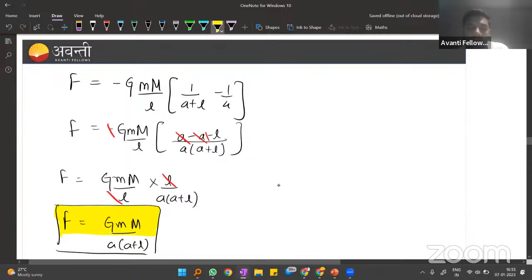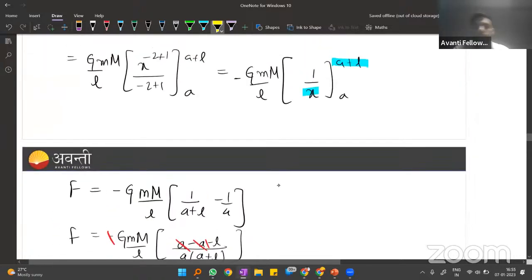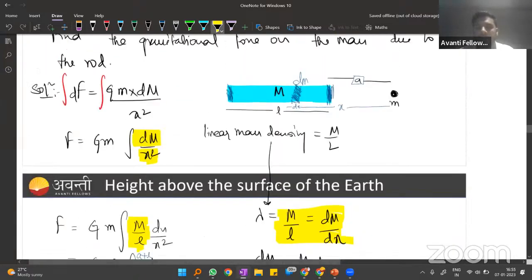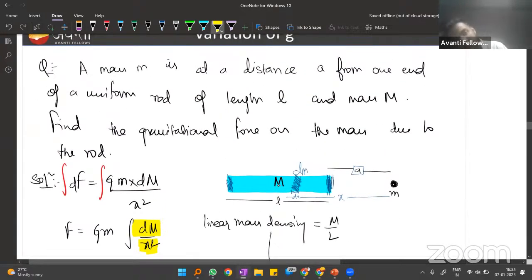You are just going to repeat the same process for all the types of questions. Same thing again and again, and you'll get a hang of it. Hopefully, this is clear. So again, let's see what we did in this question. The question said a mass m, let's say a ball, is at a distance from one end of a uniform rod.